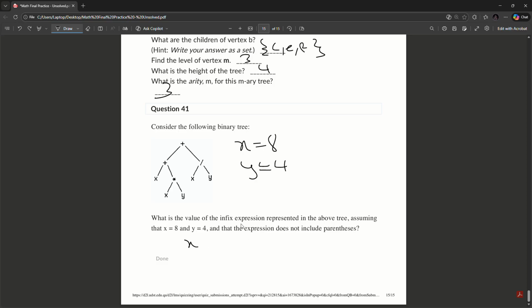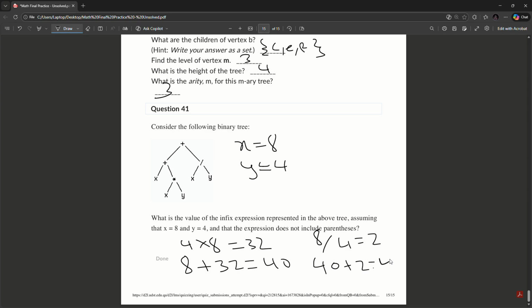4 times 8 equals 32, and then 8 plus 32 is 40, right? And then 8 over 4 goes to 2. That means it's now 40 plus 2, which equals 42.